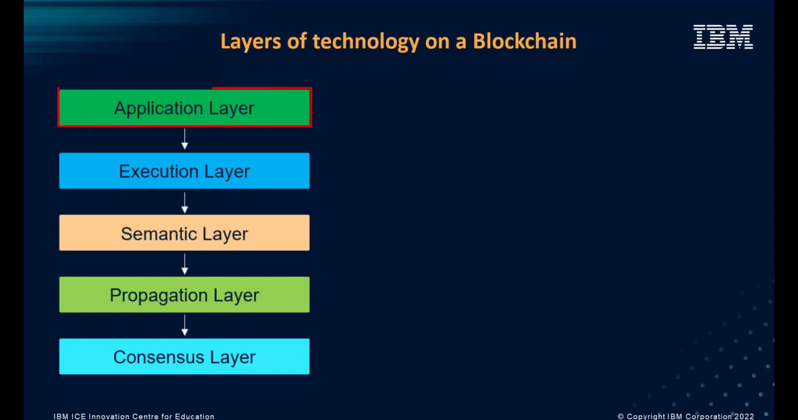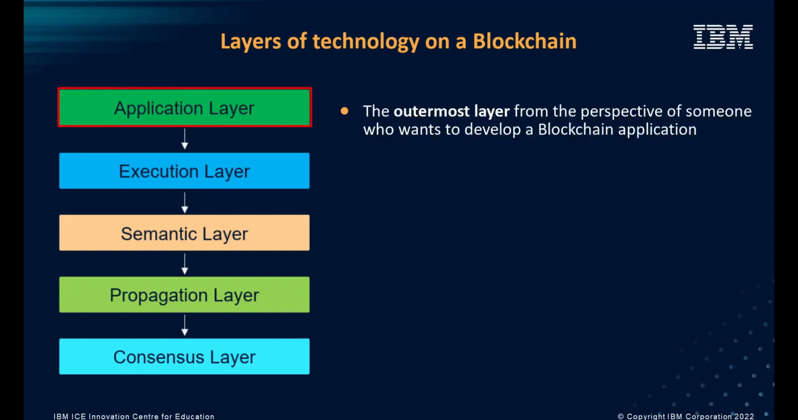One is the application layer. The application layer is the outermost layer from the perspective of someone who wants to develop a blockchain application. There's a blockchain network available, and you want to develop an application for a specific purpose. Example, transfer from one wallet to another. When you develop this application, you're handling the application layer.